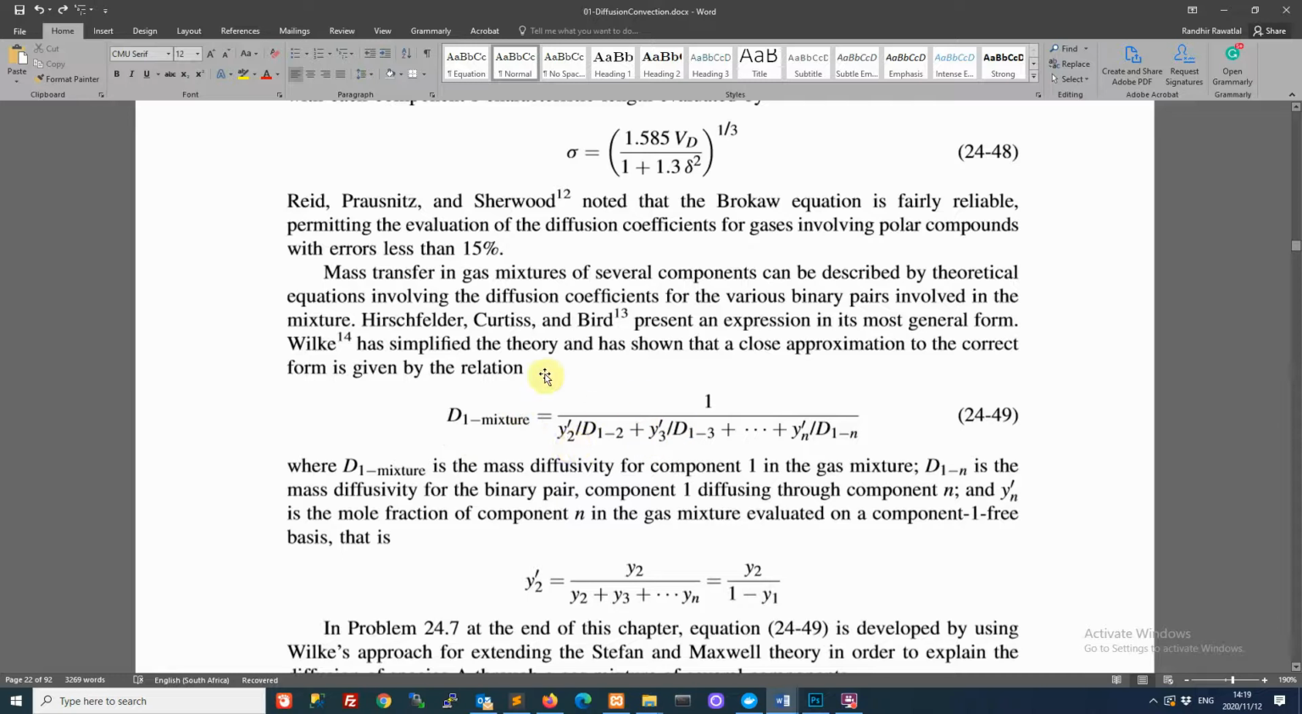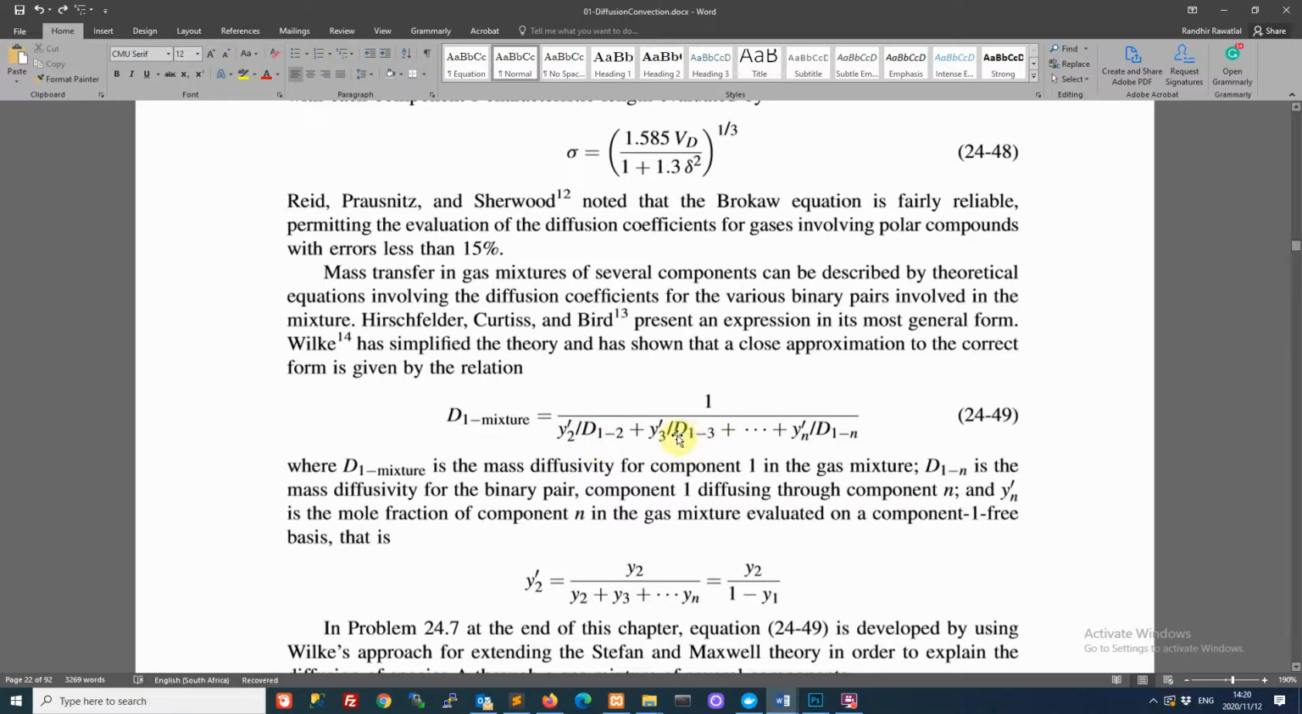Of course, if we have a mixture of n species, then we have n mole fractions. So the mole fraction is of course Y. And here we can see we need to use all the other components. If we want to know the diffusivity of component 1 in the mixture, then we have to use Y dash and D, and this D is the binary diffusivities. So it's the diffusivity of 1 in 2, and then the diffusivity of 1 in 3.